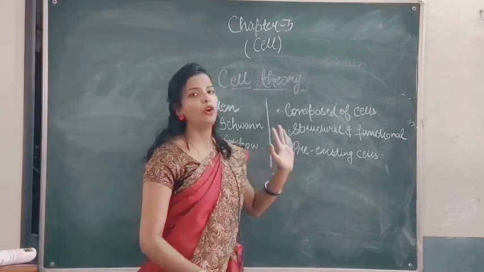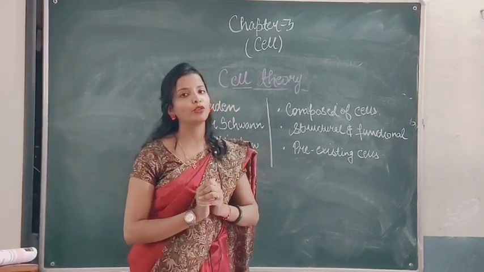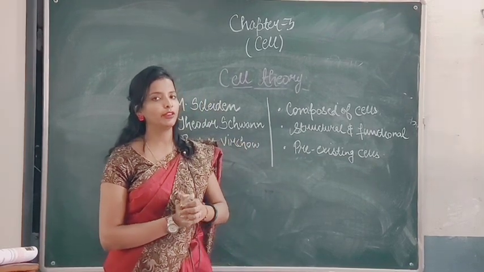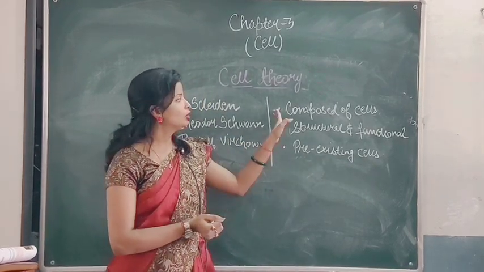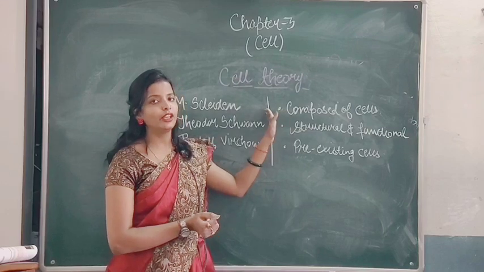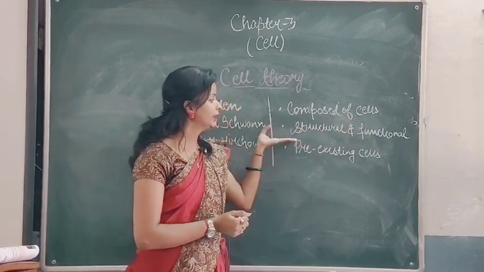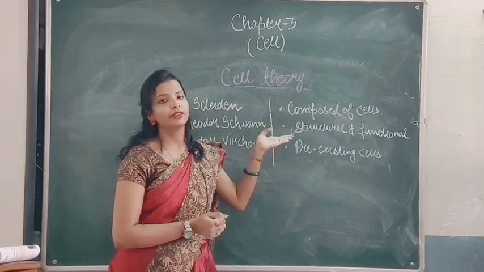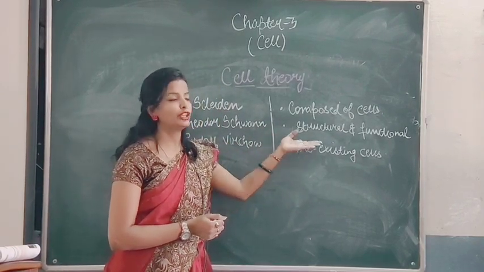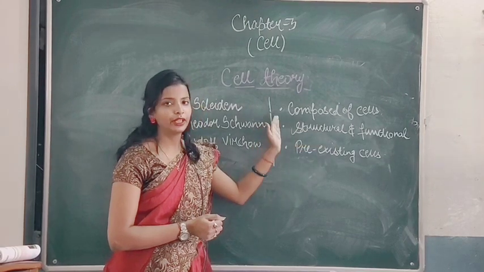The first thing: all living organisms are composed of cells. As I have already told you, living organisms are composed of cells. So this is the first theory. Then the second one, as I have already told you, is that the cell is the structural and functional unit of life. So this is the second theory.